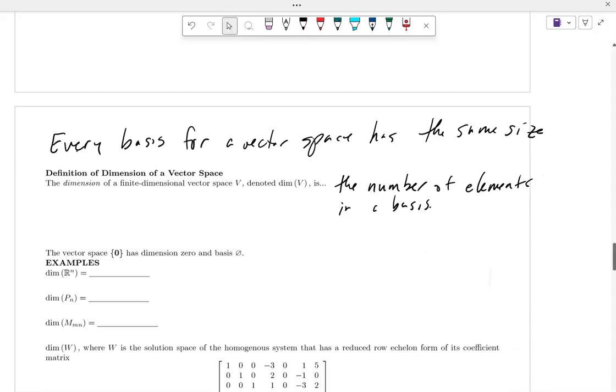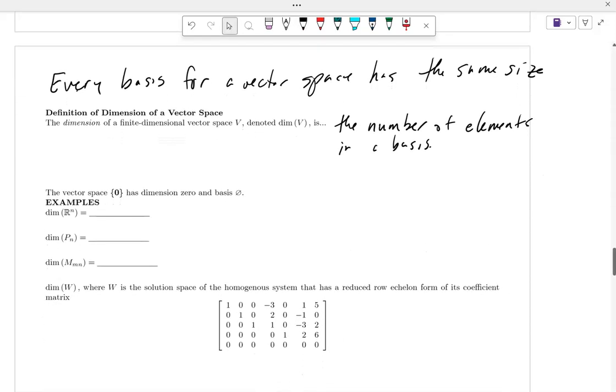Okay? So let's do these examples real quick and then we'll finish this up on Wednesday. There is one special case. The zero vector space, the vector space that contains only the zero vector, has dimension 0 and it has an empty basis. That's a special case. We don't deal with that one very often. It's the only vector space that has a finite number of vectors in it, for our purposes.